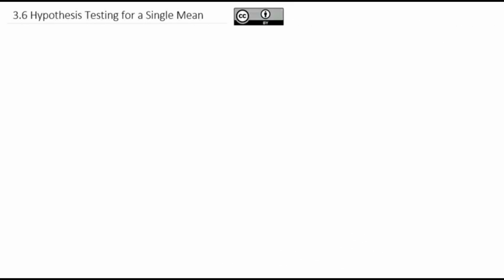Now that we've gotten comfortable with working with the t-distribution and making a confidence interval for a mean, we're ready to do a hypothesis test for a mean. So the question we're going to answer is, how do we conduct a hypothesis test for a mean?